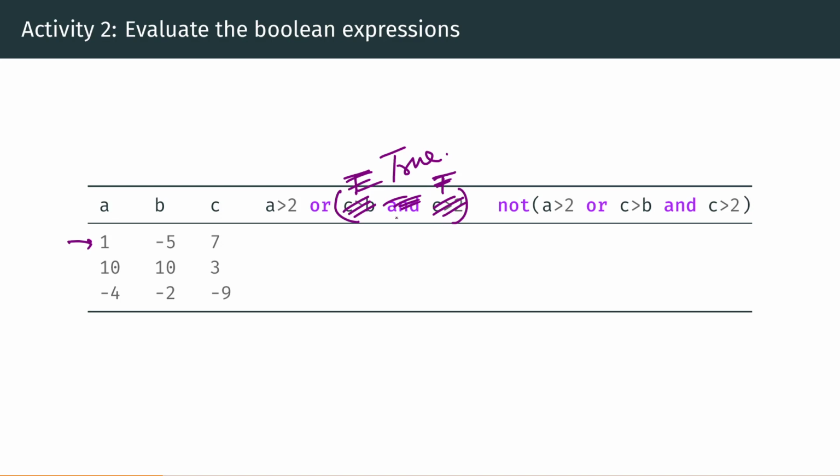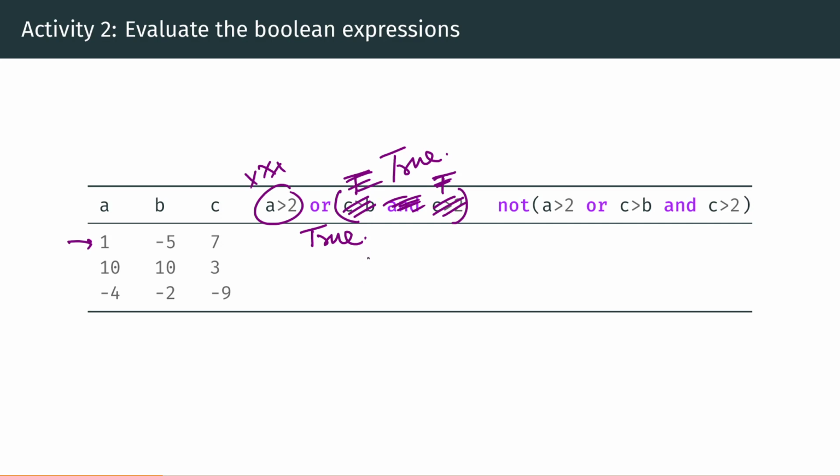Now, the way or works is if either of these are true, then or will return true, right? And you can use that information to just infer that this will be true, because you don't need to check this one anymore. It's irrelevant. It doesn't matter if it's true or false, as long as at least one of them is true, which in this case it is. The second part is true. So the way or works is if even one of them is true, it will return true. In this case, the second part is true, so or will return true. So the entire expression will evaluate to true.